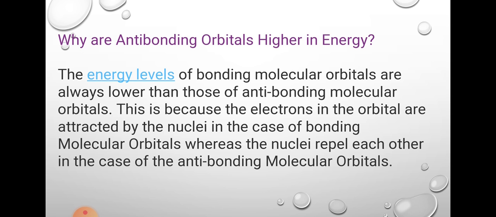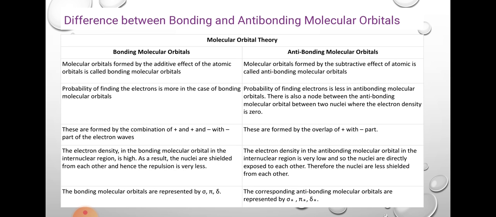And why do anti-bonding orbitals have higher energy? Actually, the energy levels of bonding molecular orbitals are always lower than those of anti-bonding molecular orbitals. This is because the electrons in the orbital are attracted by the nuclei in the case of bonding molecular orbitals, whereas the nuclei repel each other in the case of anti-bonding molecular orbitals.